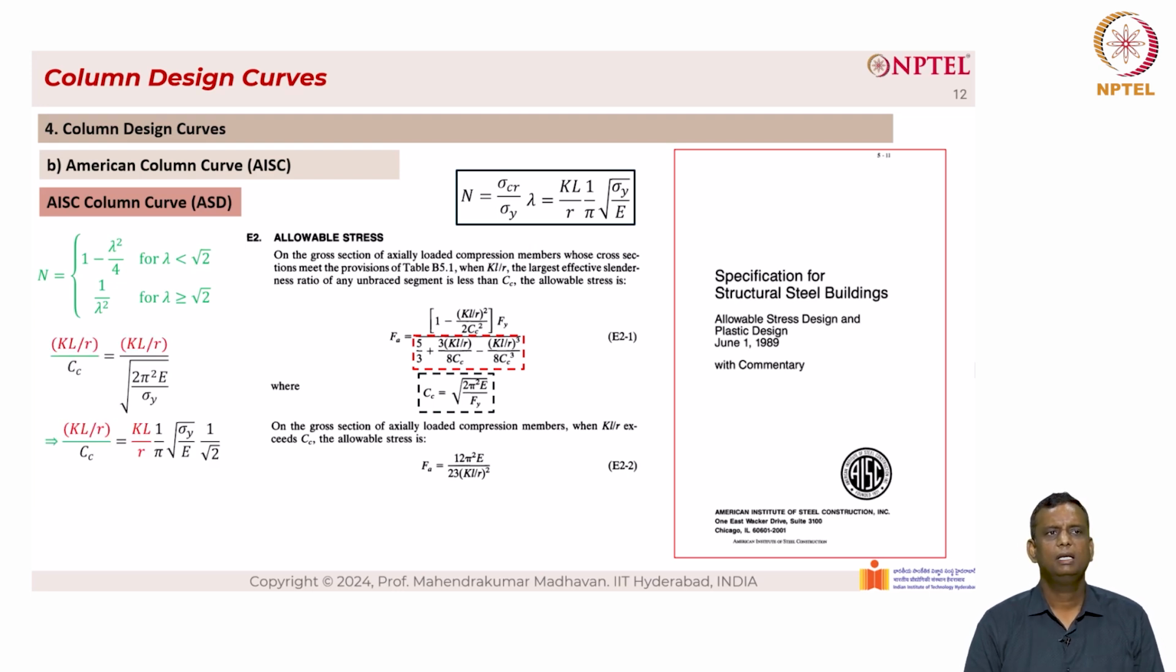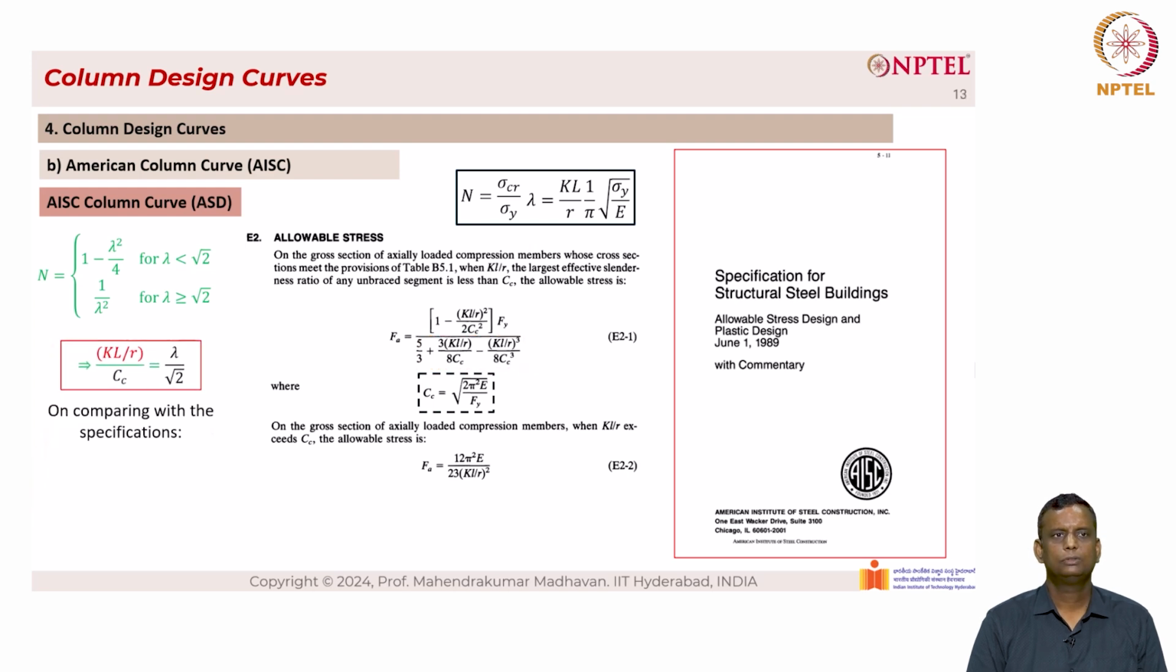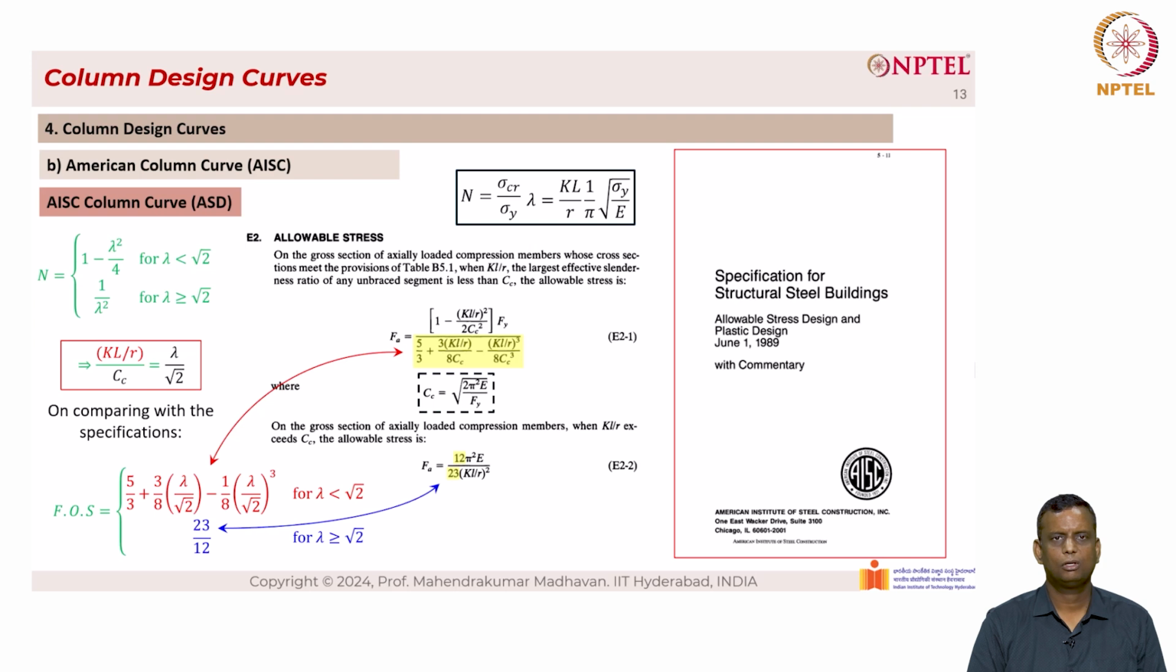So we have that KL by R divided by C sub C equal to KL by R divided by root of 2 pi square E divided by sigma Y, which gives rise to the value KL by R into 1 by pi into root of sigma Y by E into 1 by root 2. So this gives rise to the equation KL by R divided by C sub C equal to lambda by root 2. So now on comparing with the specifications, we have similar equations for the factor of safety for the inelastic column curve as well as for the elastic column curve.